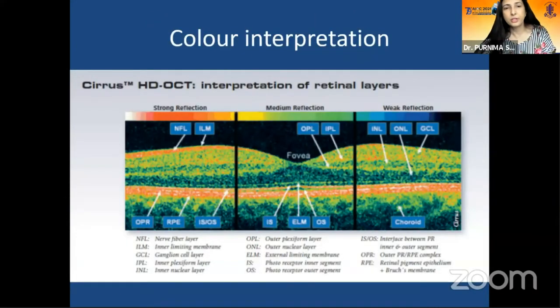Now coming to the color interpretation, the layers which reflect very strongly appear as red or orange, and these include the ILM layer, the nerve fiber layer, as well as the RPE layer, while the layers with medium reflectivity are greenish, and these include the two plexiform layers as well as the inner and outer segment of photoreceptors. While the layers with weak reflectivity appear black or blue, black being the vitreous and blue being the nuclear layers.